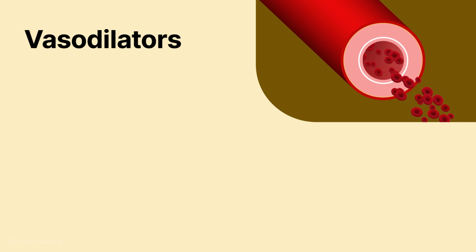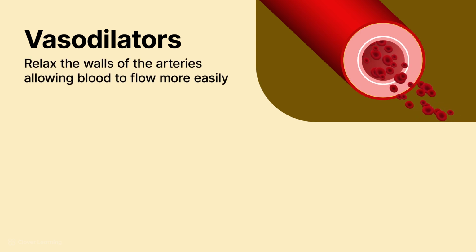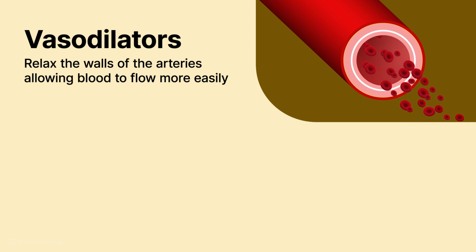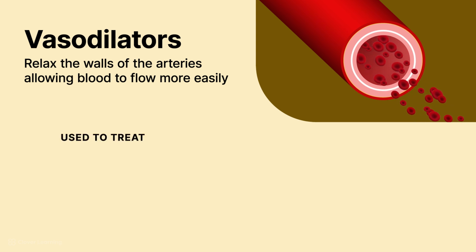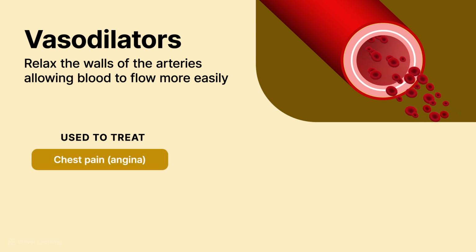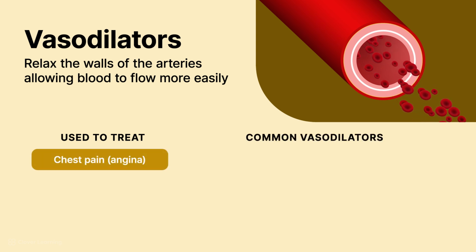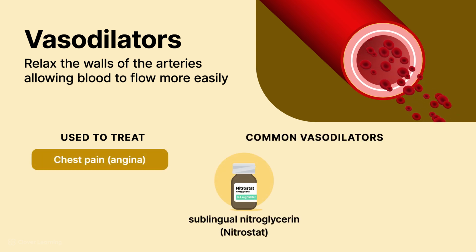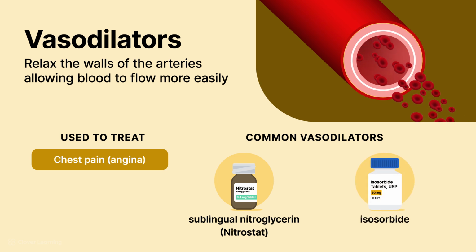Vasodilators have the opposite effect on blood pressure. These drugs relax the walls of the arteries, allowing blood to flow through them more easily, lowering blood pressure. Vasodilators are used to treat chest pain or angina. Common examples of vasodilators are sublingual nitroglycerin, marketed as Nitrostat, and isosorbide.